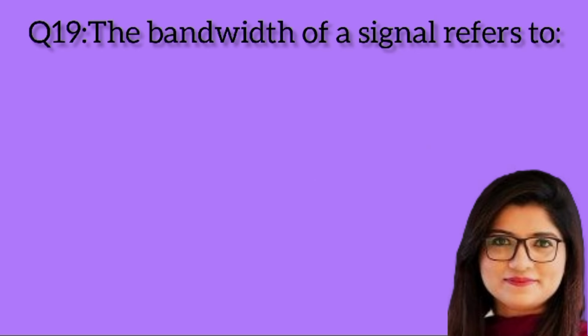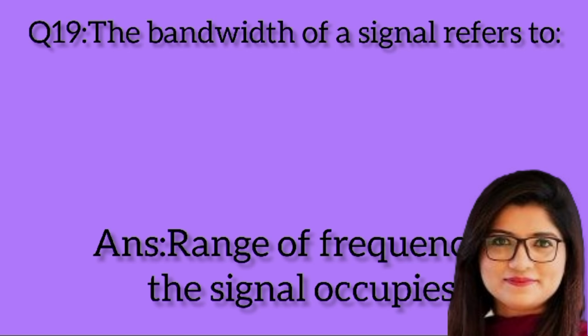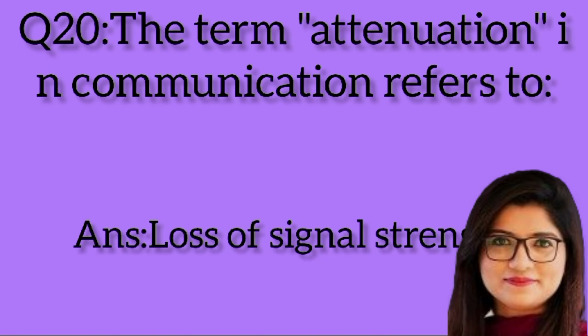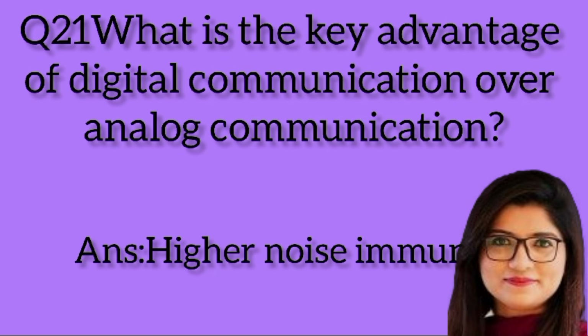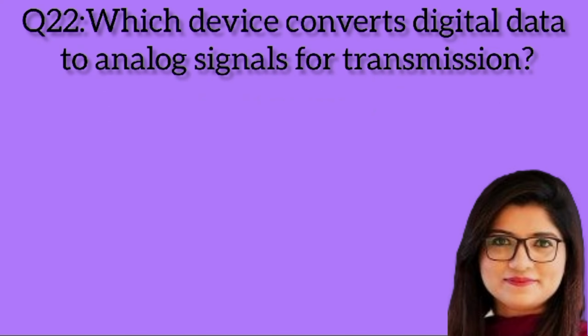Question 19. The bandwidth of a signal refers to? Answer: the range of frequencies the signal occupies. Question 20. The term attenuation in communication refers to? Answer: the loss of signal strength. Question 21. What is the key advantage of digital communication over analog communication? Answer: higher noise immunity.